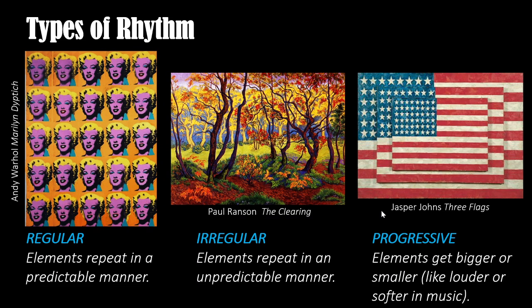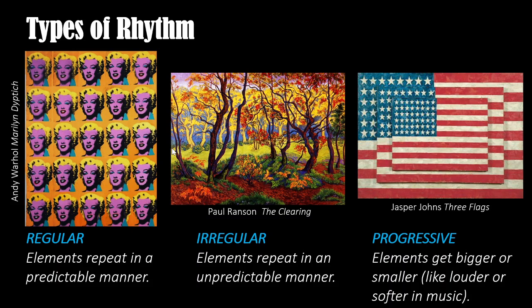Then we have progressive rhythm, which is elements that get bigger or smaller, like loud and soft music, and that creates a rhythm. So here you just simply have these three flags, one on top of the other, that creates this visual rhythm. The whole artwork is just taken up with this idea of rhythm.